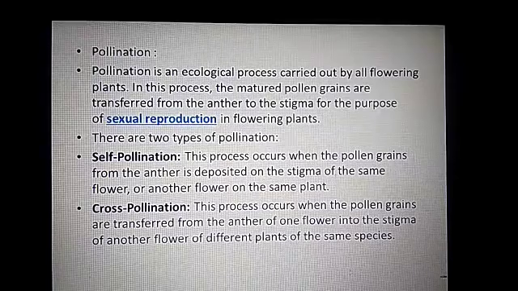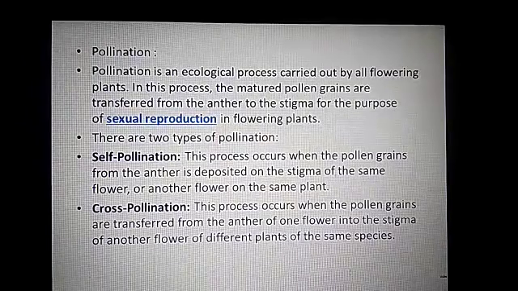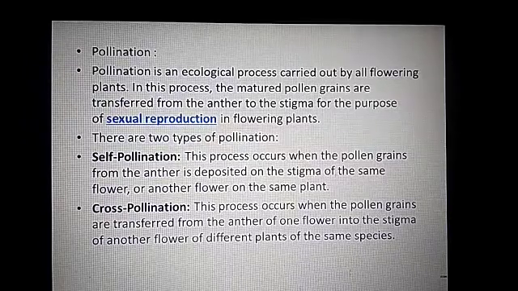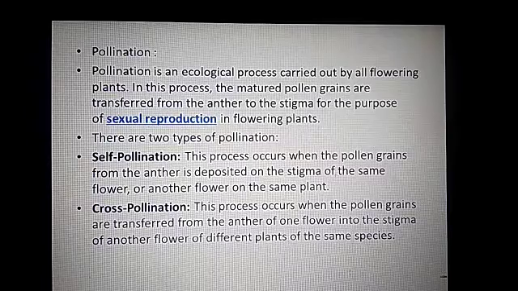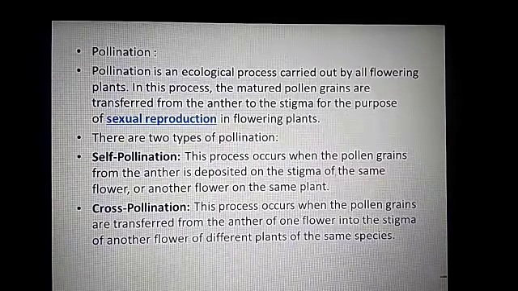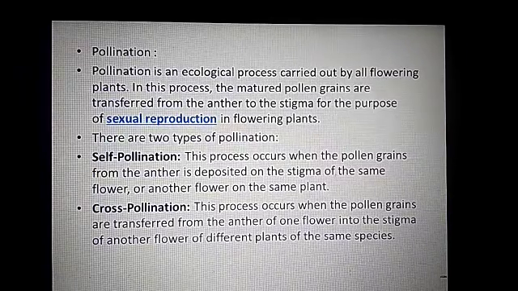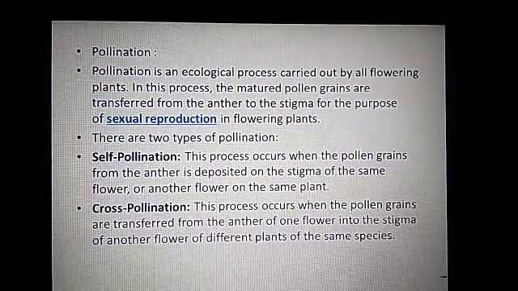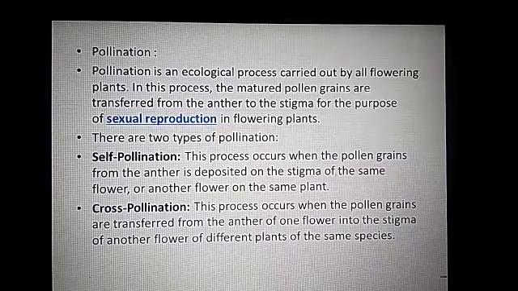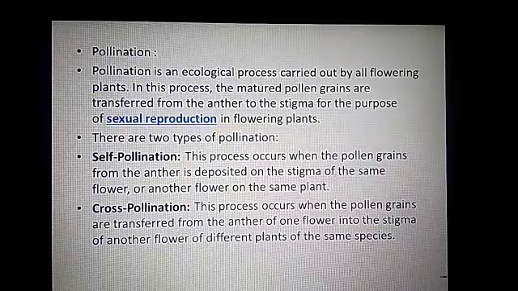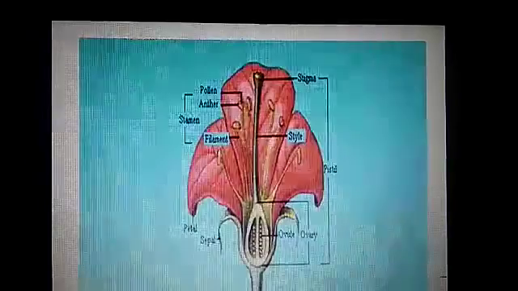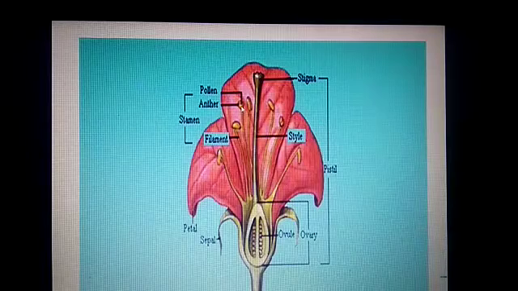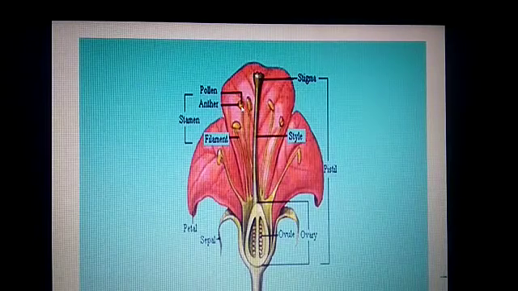Self means same. Pollination that occurs in the same plant is self-pollination. This process occurs when the pollen grains from the anther are deposited on the stigma of the same flower or another flower of the same plant. Pollen grains are present on the anther and are transferred to the stigma.